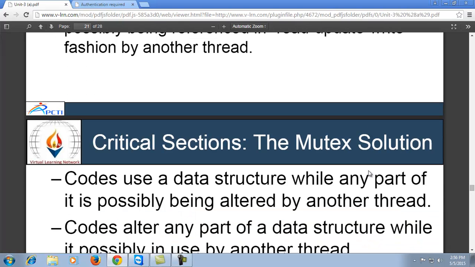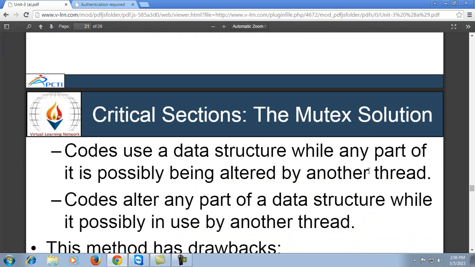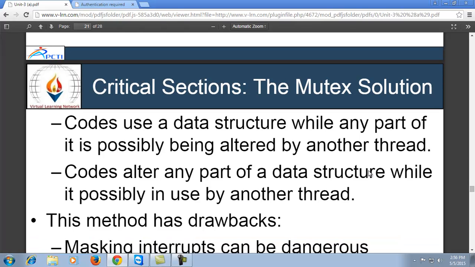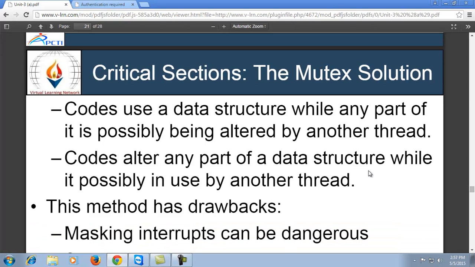The next is critical section mutex solution. In the same way, code should not use a data structure while any part of it is possibly being altered by another thread. Next, code should not alter any part of a data structure while it is possibly in use by another thread. There are also some drawbacks.